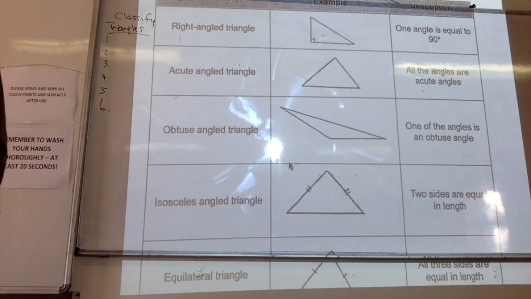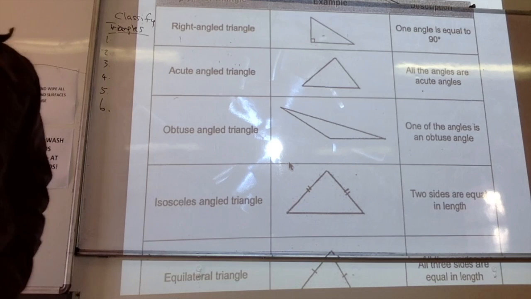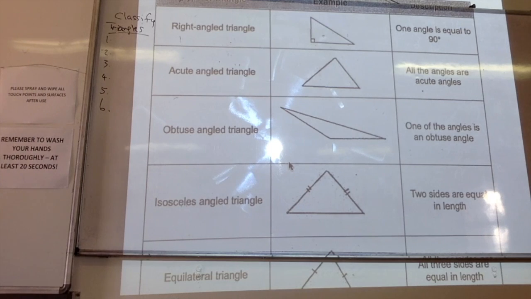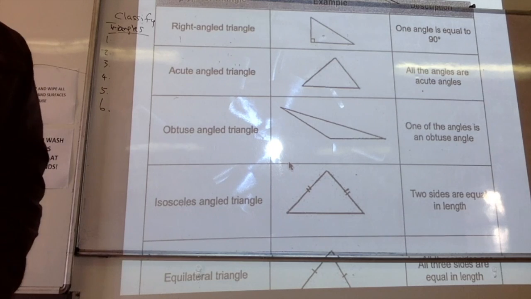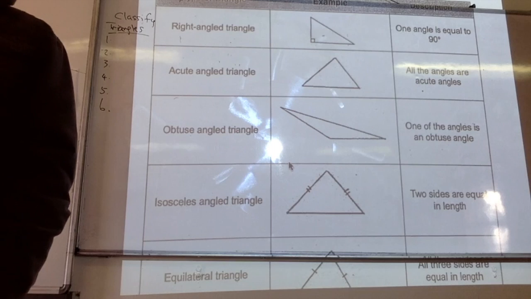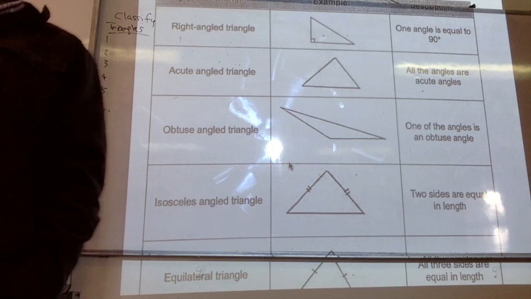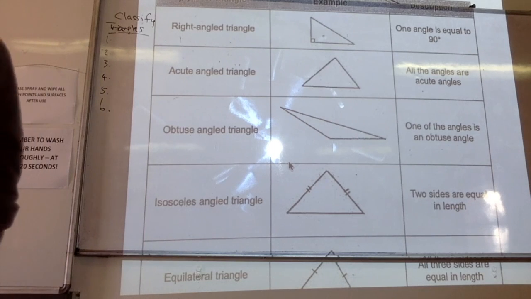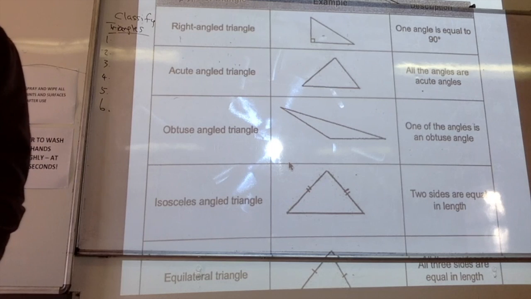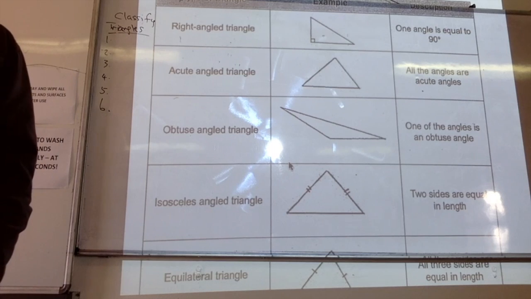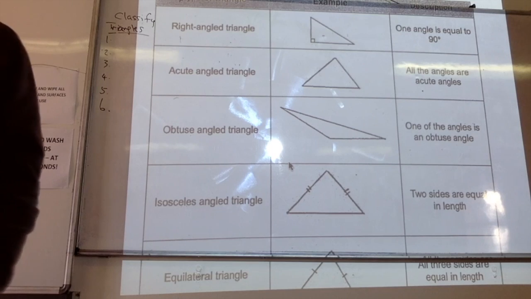Another type? A right angled triangle. What is a right angled triangle? One of the angles should be 90 degrees. Is it possible to get a triangle that has two right angles? No. Okay, so that is number two. The third one? The acute angled triangle. And what does that mean? All the angles are acute.